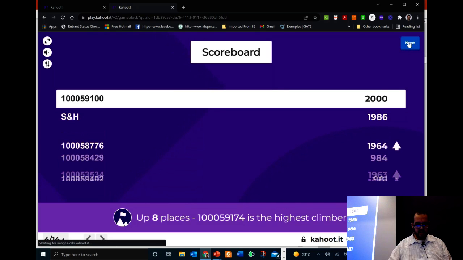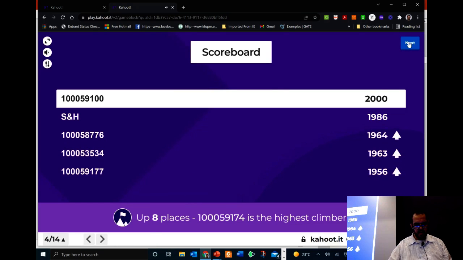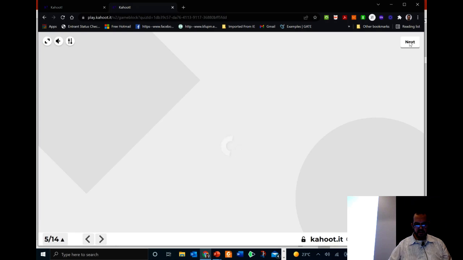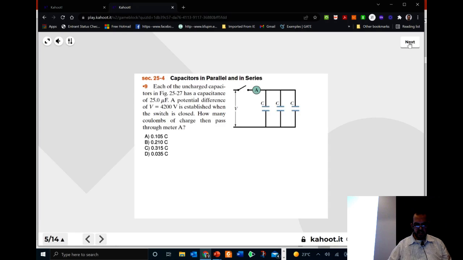So still the same group are leading, and next. Okay, so this is very similar. Okay, I will give you 1.5 minutes for this one. So let me read it.